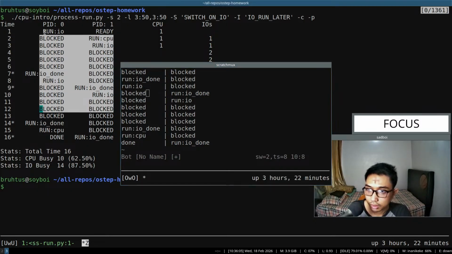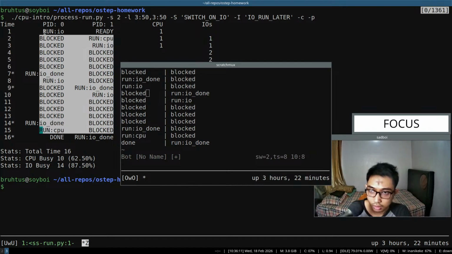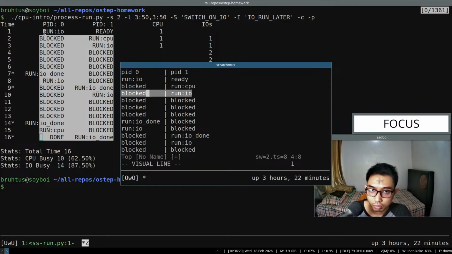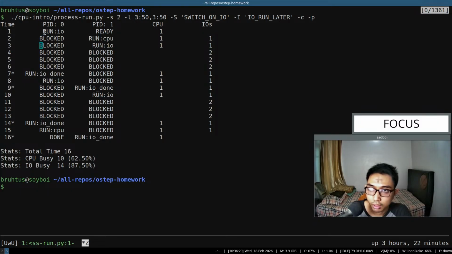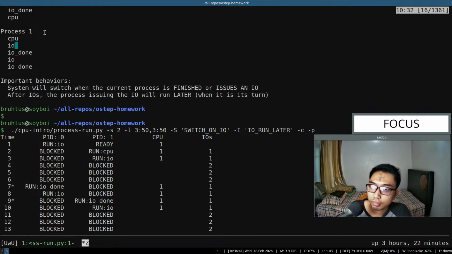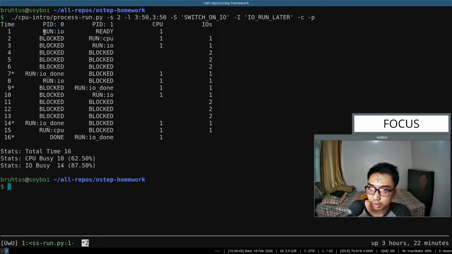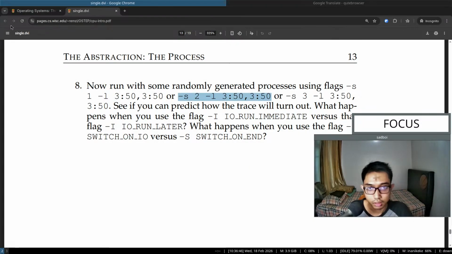Okay, wait, let me check. 1, 2, 3, 4, 5. Okay, output done. CPU done. Okay. Yeah, what I am confused about previously: do we print out the done status when running CPU or not? Looks like we are not, and can just run the next process maybe. Okay, that is the second case.